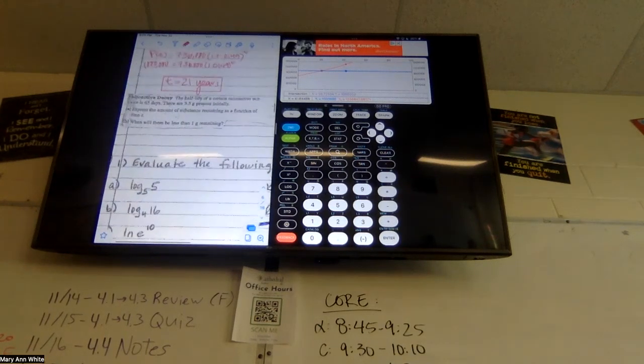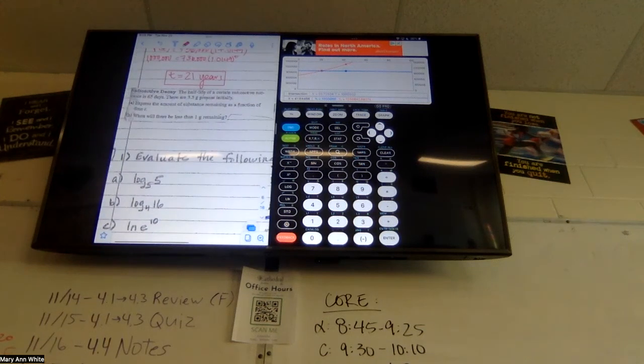All right, I've got one more and then I've got some logs to do. This one says radioactive decay. The half-life of a certain radioactive substance is 65 days. There are 3.5 grams present initially. Okay, half-life is a little weird. Half-life means that we're decreasing by 50%. So half-life means a decrease by 50%. The base is going to be 1/2.